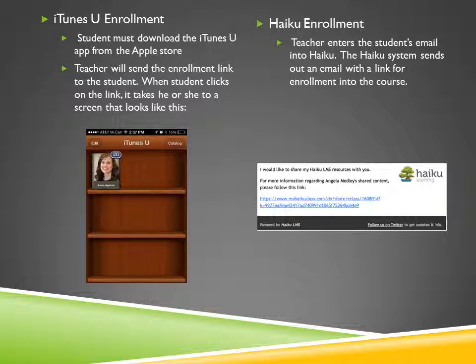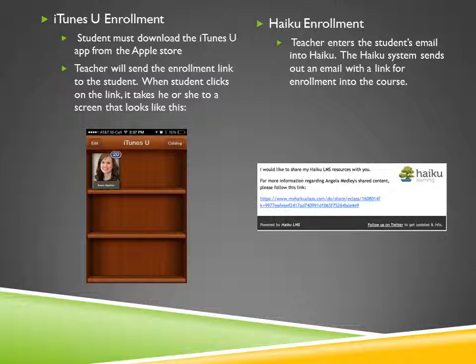I'm going to show you some of the differences between iTunes U and Haiku. The first thing is the enrollment process. Students have to have an iTunes U app from the Apple Store, and they have to have an iOS device, which means an iPad or an iPhone. They cannot use a traditional laptop. That's the number one red flag in K through 12 learning. You can't have very specific requirements like that because the school might not have that kind of technology.